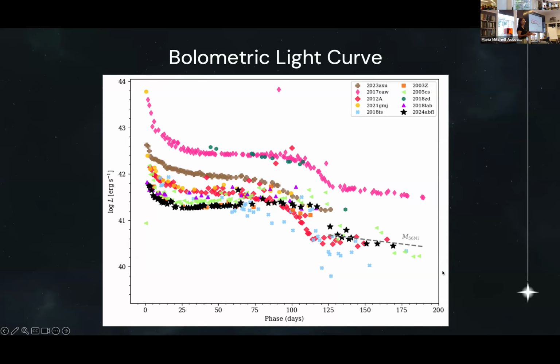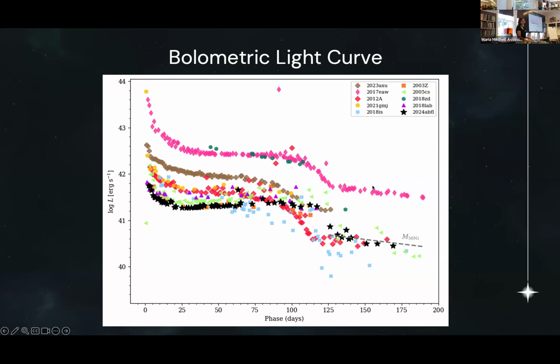And so for ABFL, we're estimating a nickel mass of about 1/100th the mass of the sun, which is a pretty small amount, but it does fall well within the range of some other low luminosity supernova, which we can see down at the bottom. And so up in pink, we have 2017 EAW, which is just a regular type 2 supernova. And as we can see, it would have a lot more nickel mass because its tail is just so much higher.